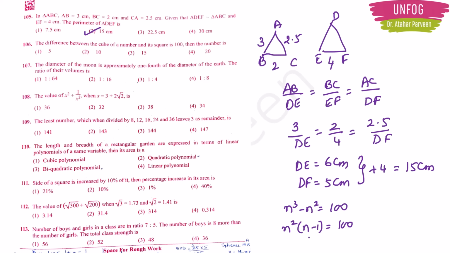So here you can see the options. If you see the options, which option will fit here to get 100? See, put option 1. 5 square into 5 minus 1 will give you 25 into 4. Yes, option 1 will be the correct answer here.